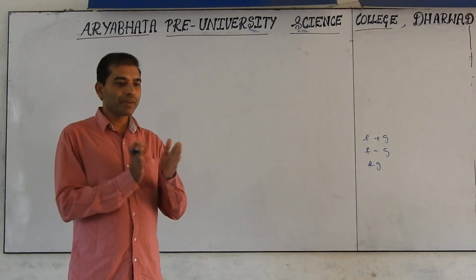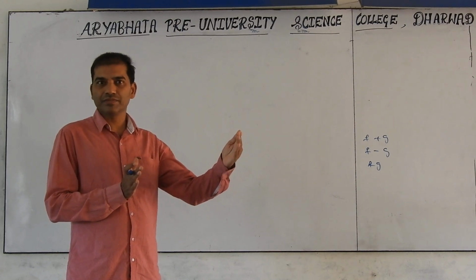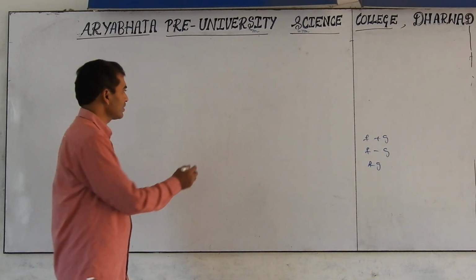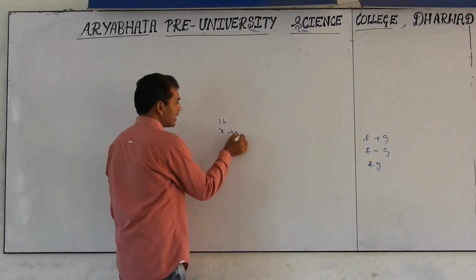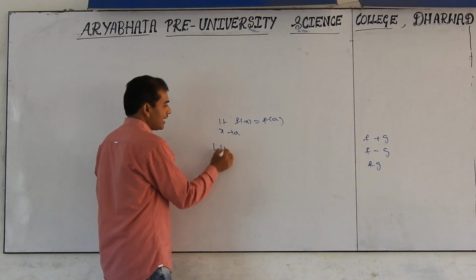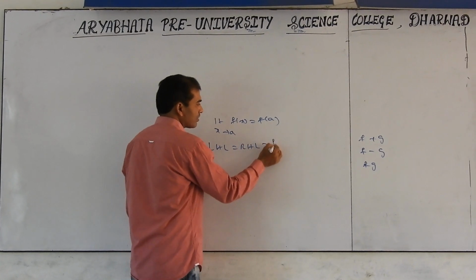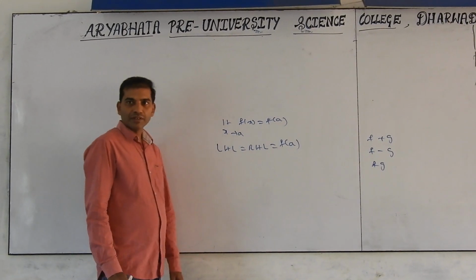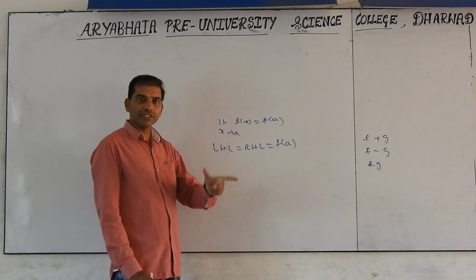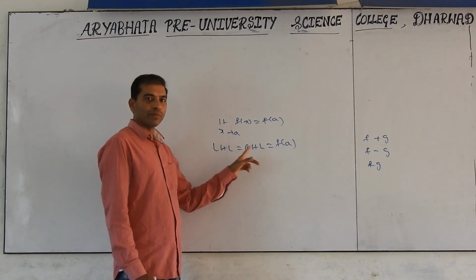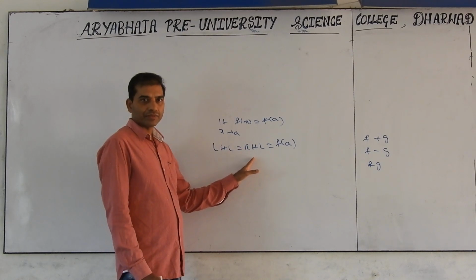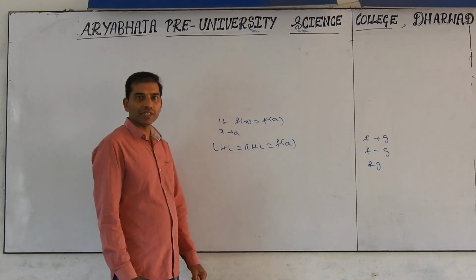Continuity means limit value equal to function value. When the limit exists, left limit equals right limit. Limit of x tends to a, f of x equals f of a. Next, LHL equals RHL equals f of a. When the function is changing, there you should find the left limit and right limit. Otherwise, no need to find the left limit and right limit. Then f is continuous at x equal to a.